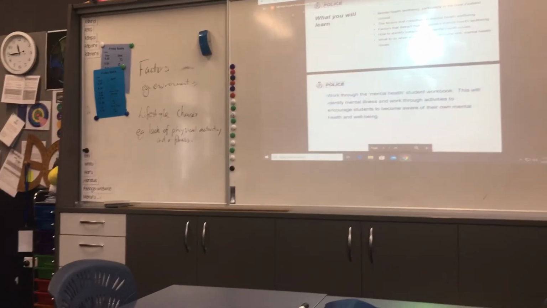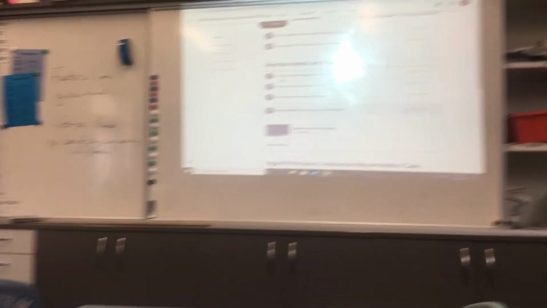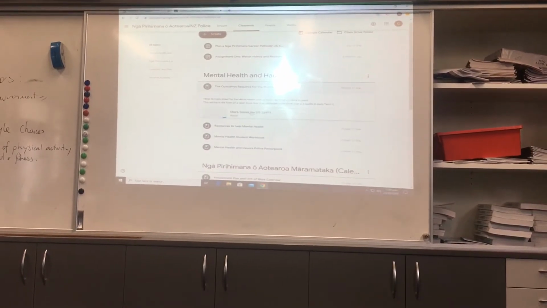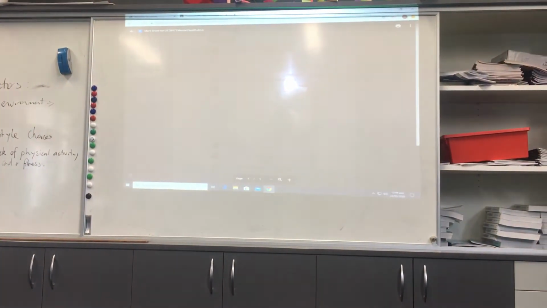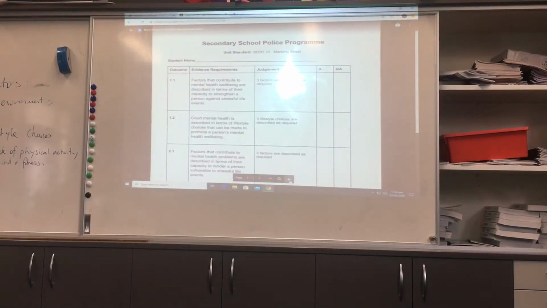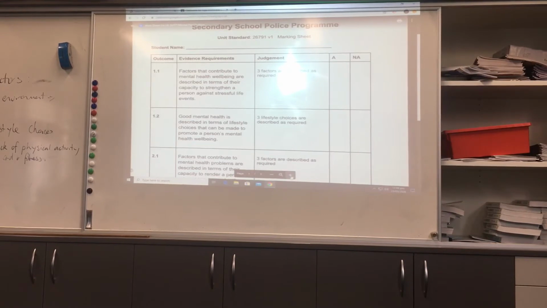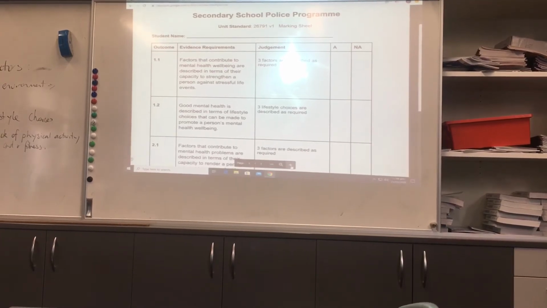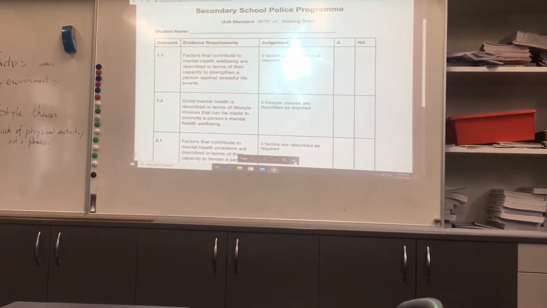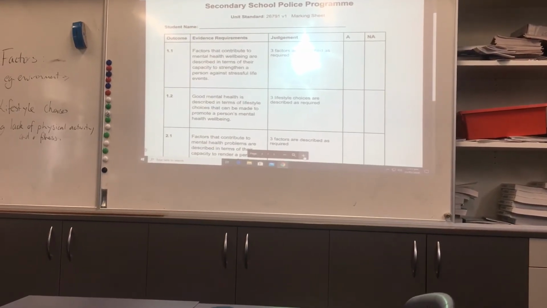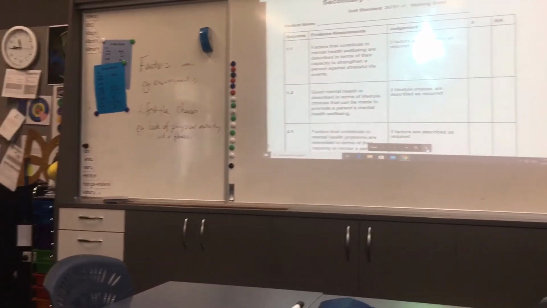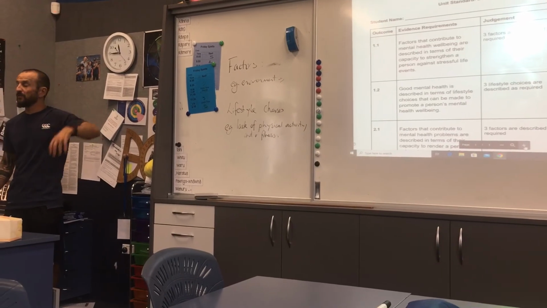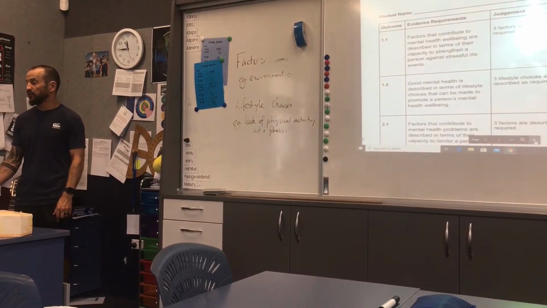If I just come out of that. Now, what we've got here, I haven't posted the assessment, but I've posted what basically is the mark sheet that you will get post the assessment. This is what you are going to be assessed on. Okay, I'm just going to make it a bit bigger. The first outcome is you have to describe to me factors that contribute to mental health well-being, and they're described in terms of the capacity to strengthen, make someone stronger against stressful life events. So it's how you actually manipulate those factors, such as environments, maybe whānau, whatever they are, to actually make you stronger.